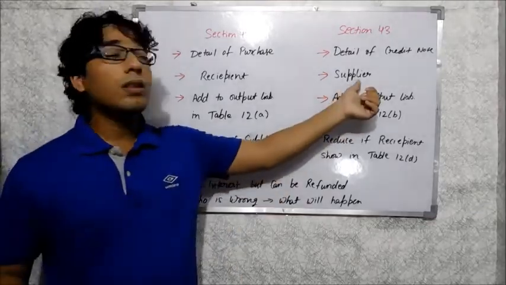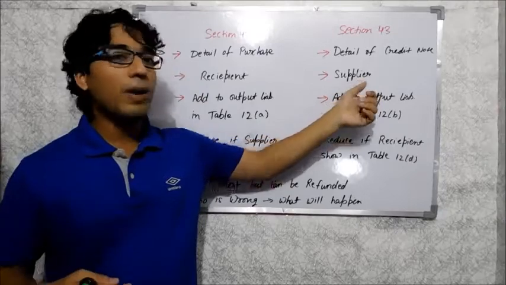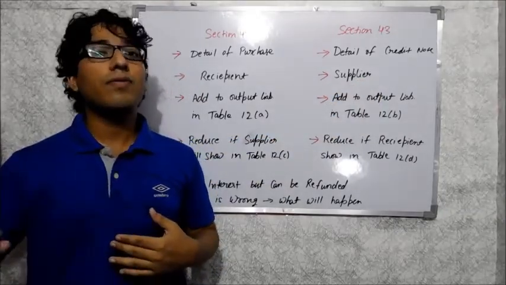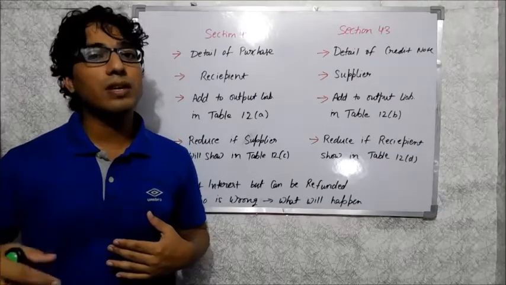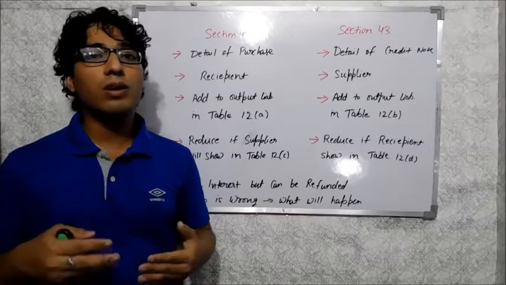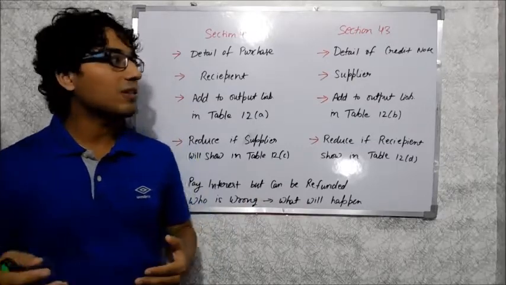Then in section number 43, suppose the supplier has issued the credit note and the recipient is not reflecting the same credit note in his GSTR2, then mismatching will happen and the same will be communicated to both the recipient as well as the supplier in the prescribed method.